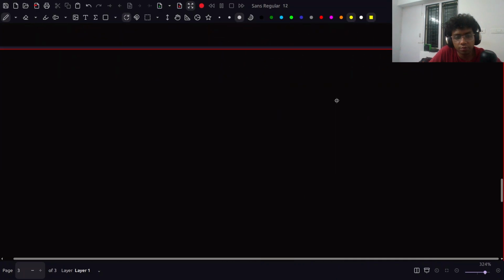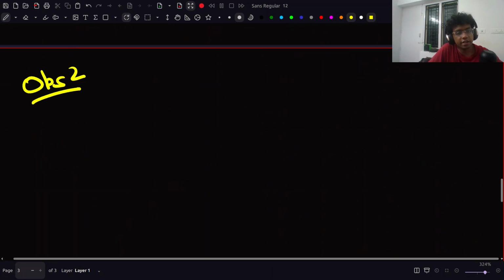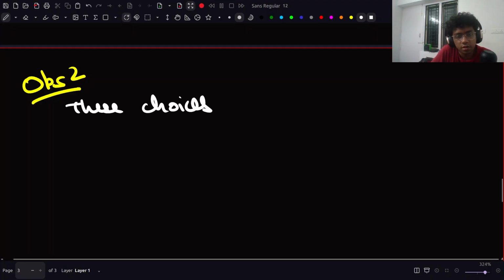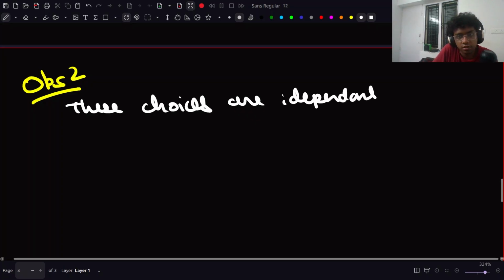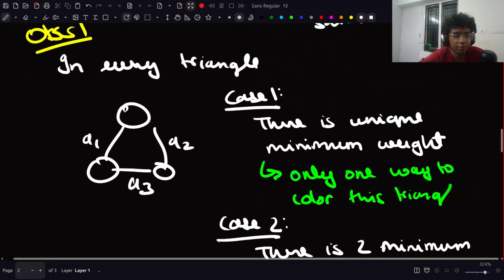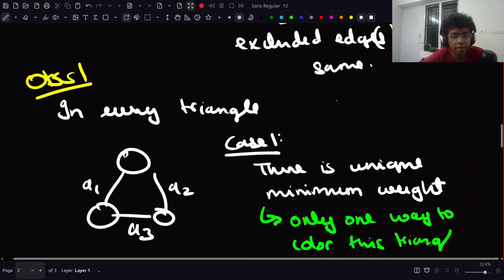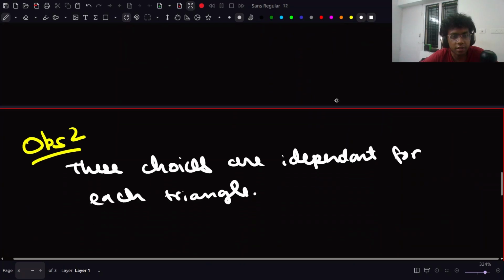Now what else do we need to observe? One more key fact we need to observe is that these choices are independent for each triangle. So basically what happens is we can just directly multiply, since we have several independent choices. In that case, the multiplication rule of combinatorics will apply, and we can just directly multiply the number of choices.